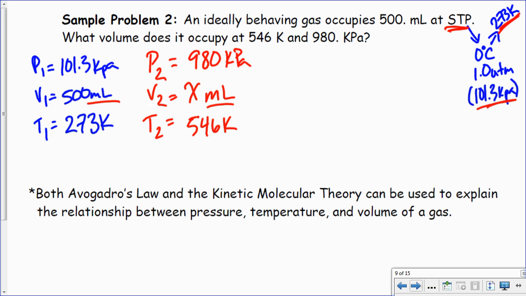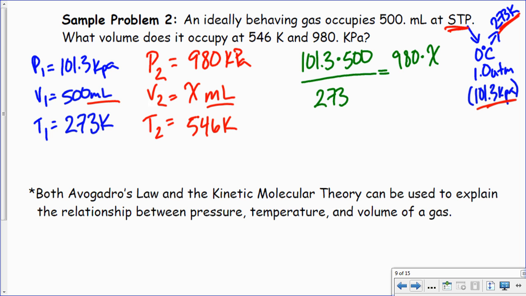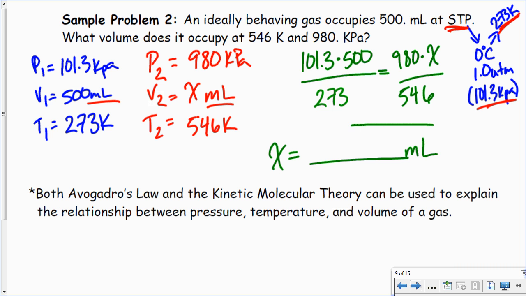So we set up our P1 V1 over T1. So 101.3 times 500 over 273 equals, let's see, 980 times X over 546. So you're going to solve for X, and you're going to be given milliliters for your final answer. I want to see your value. Now, thinking off the top of my head, we increase the pressure and the temperature, so it won't necessarily double or triple or something in volume. It's going to be an actual calculation you've got to do.